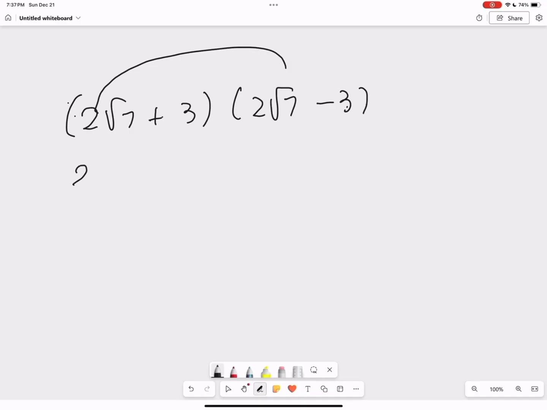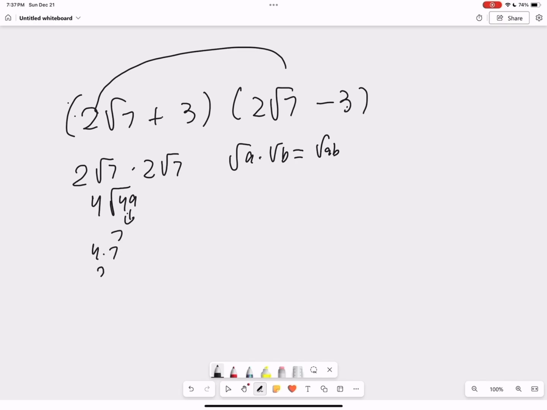So it's going to be 2 times the square root of 7 times 2 times the square root of 7. First I'm going to multiply the 2 and the 2, which is 4, and apply the product rule of square roots, which says that the square root of a times the square root of b gives the square root of ab. Because this looks confusing to some people, just multiply the coefficients and then multiply the inside. So it's 4 times the square root of 49, which simplifies to 4 times 7, which is 28. So our first term is 28.